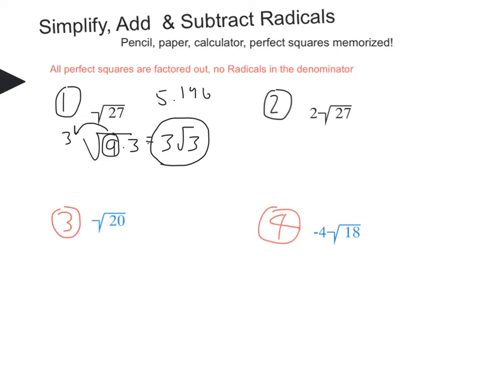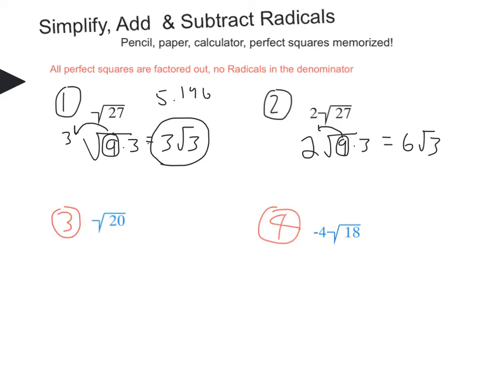Example 2, 2 radical 27. Well, I'm going to rewrite 27 again as 9 times 3, and 9 is a perfect square, so I can take that out. When I take out the square root of 9, I'm taking out a 3, but you multiply by what is already there. Since the 2 was there, you multiply by the 3, I get 6 radical 3.